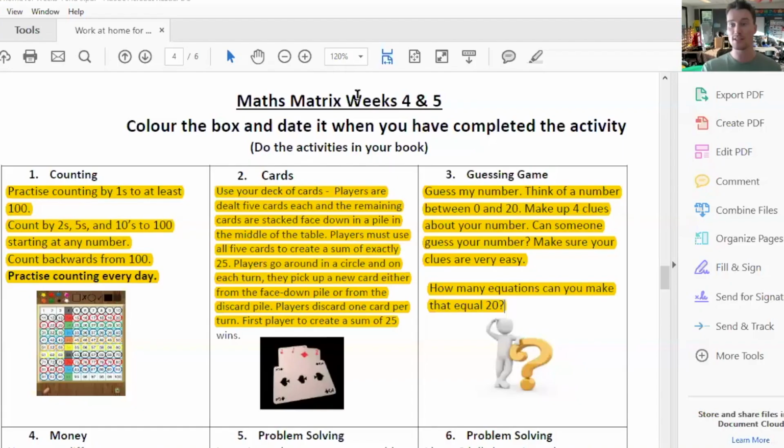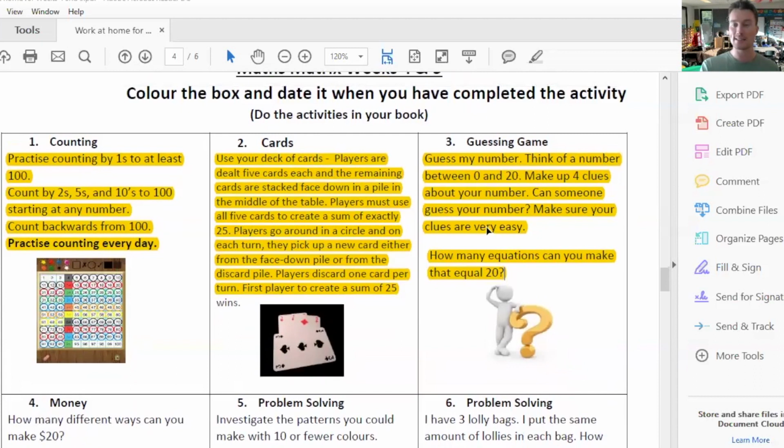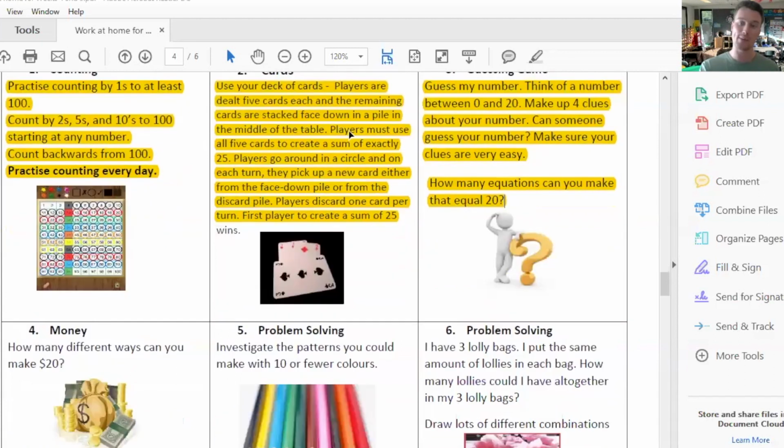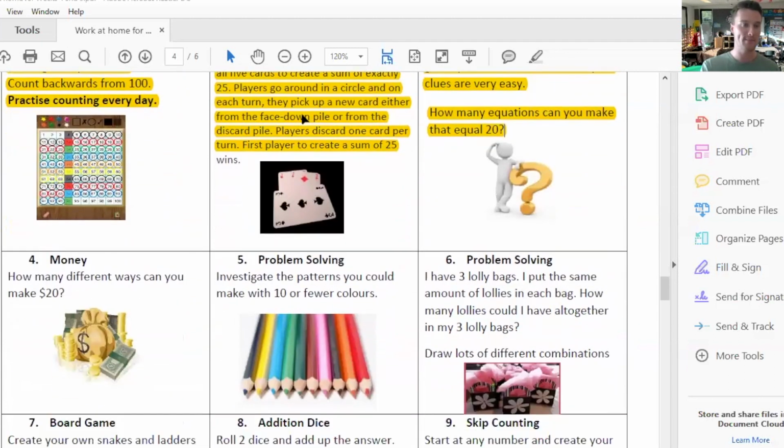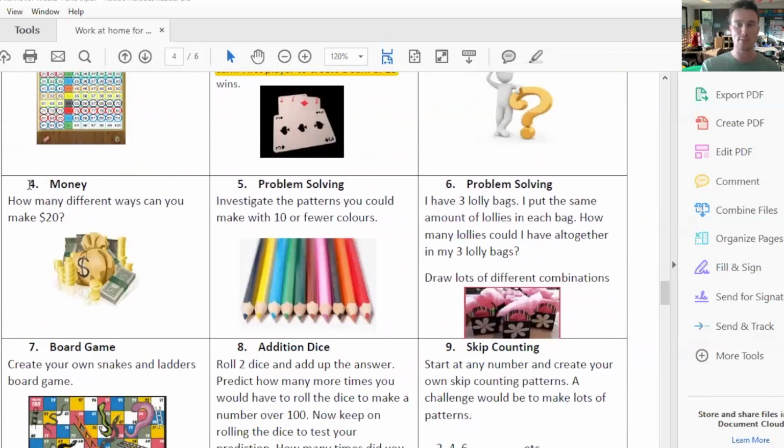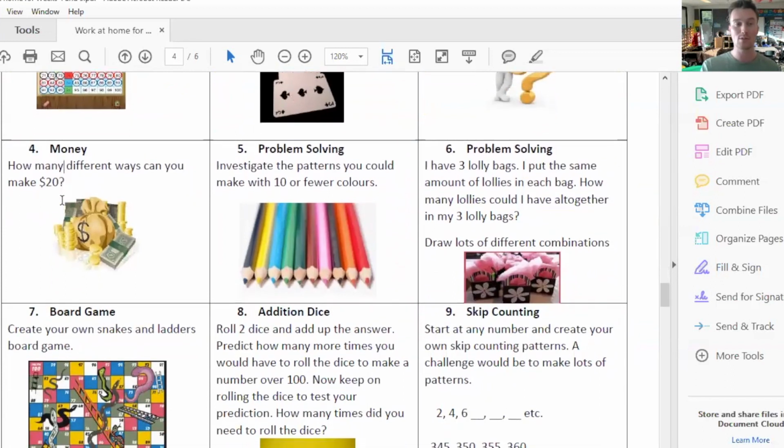So we're doing another maths lesson today. Let's have a look. This is the maths matrix for week 4 and 5, and we've colored in these other squares because we've already done them. So go back and have a look at the videos if you haven't done them yet. And here we go. This is lesson number 4, and this one is called money.